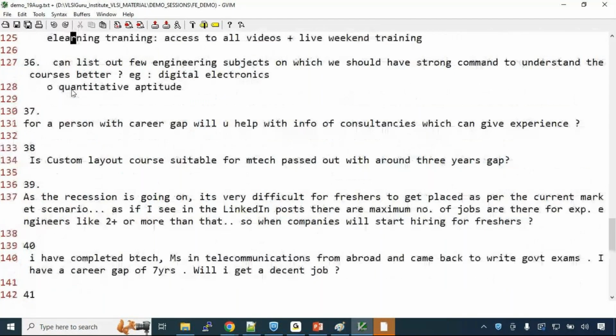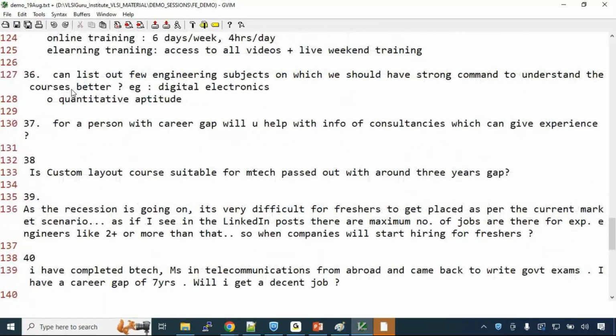For a person with a career gap, will you help with info of consultancies which will give you experience? Yes, if you perform. See, for me the point is, if a student performs well, the institute will find 10 different ways to support.